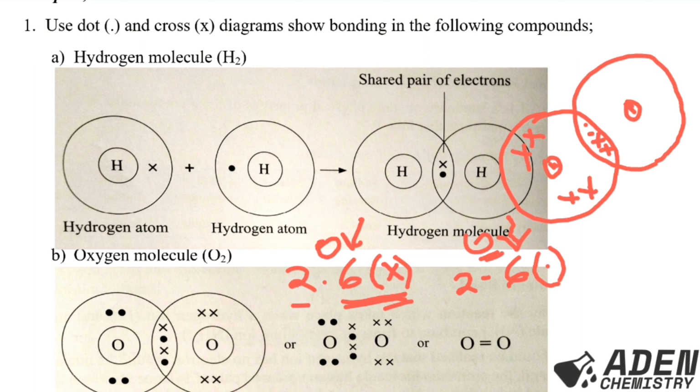We go to the second oxygen, this one here. It was having 6 dots initially, but now I see only 2 dots. So the remaining 4 more dots, 1, 2, then 3, 4. When we confirm, it's having 1, 2, 3, 4, 5, 6 dots as usual. Then it has gained 2 crosses from the other oxygen. So we have already done bonding in the oxygen molecule using dot and cross diagrams.